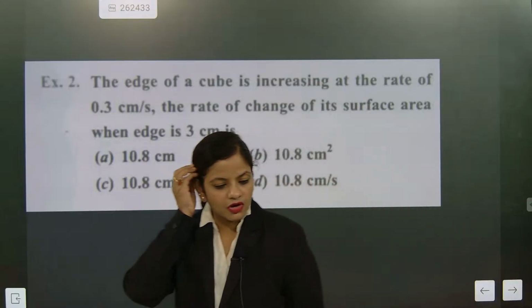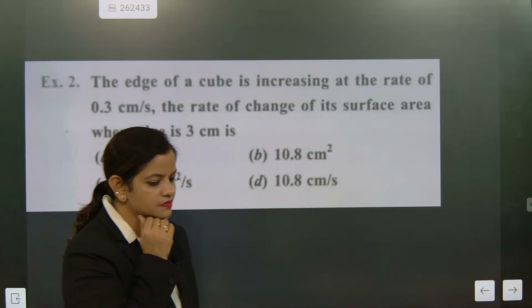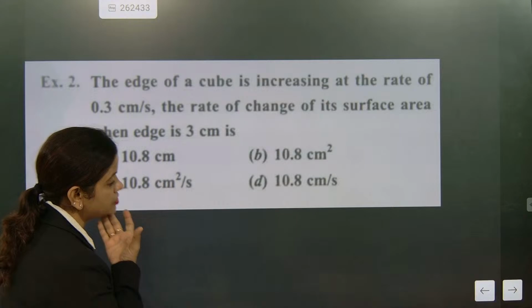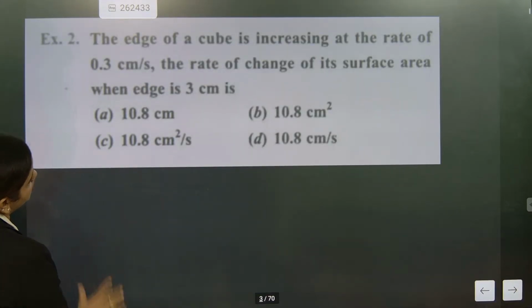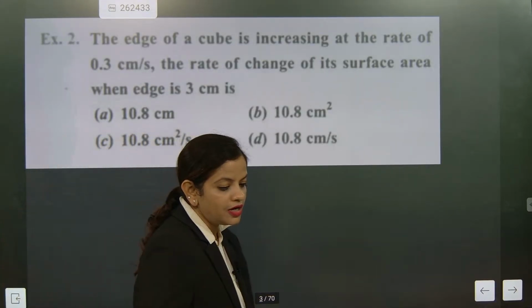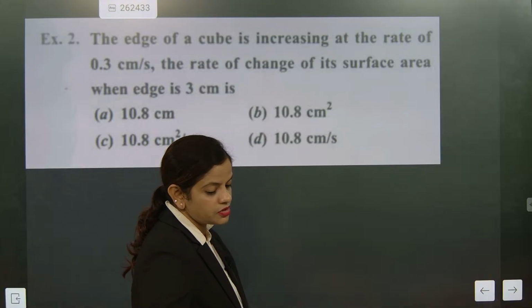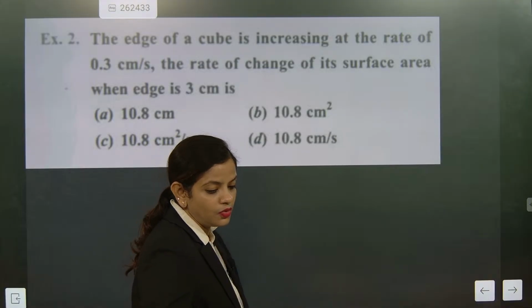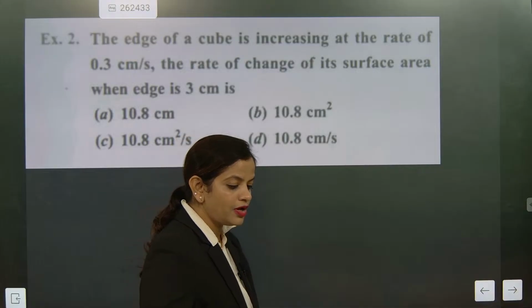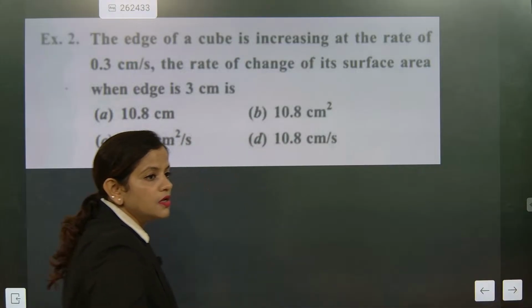If you will not solve, the most important suggestion is: don't attempt if you are not confident. Go only for those questions where you are very confident, because negative marking will spoil your positive effect also.